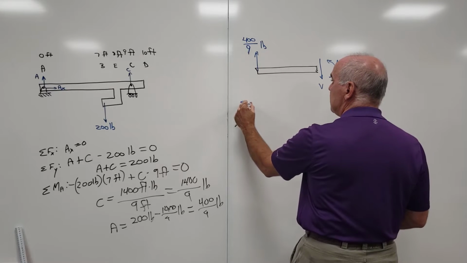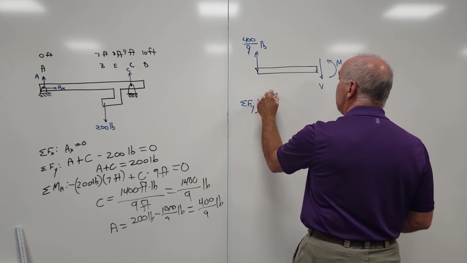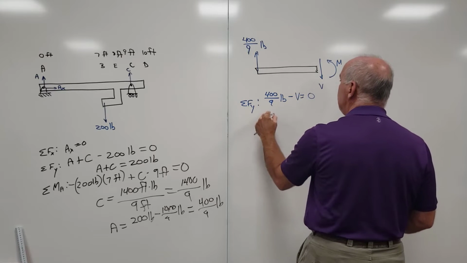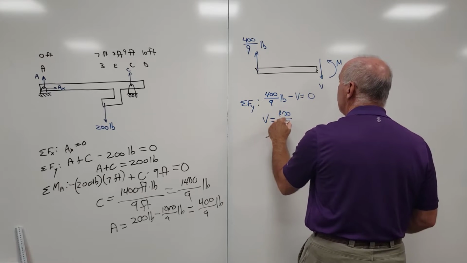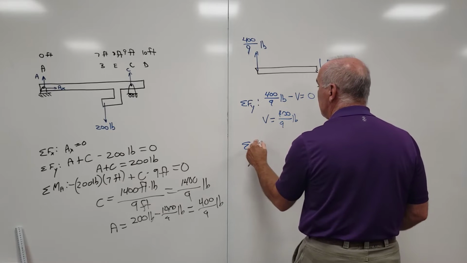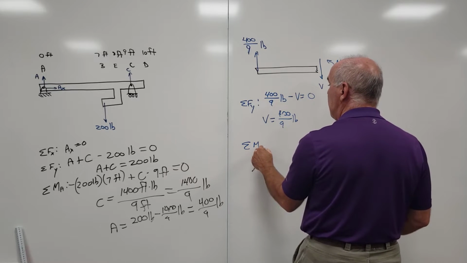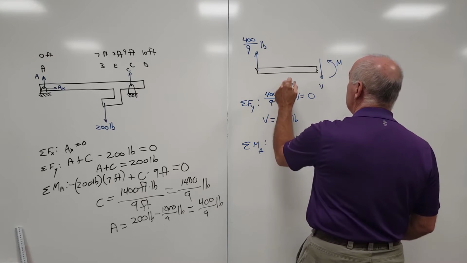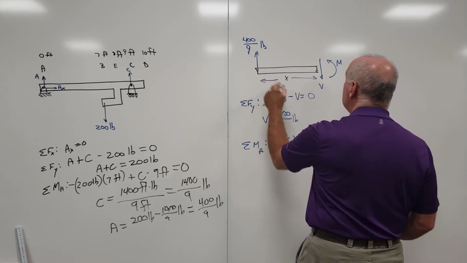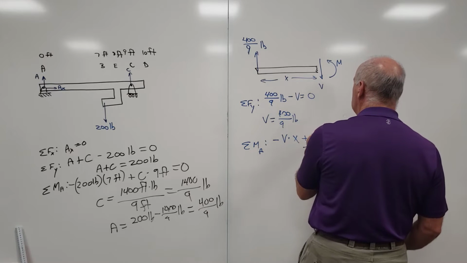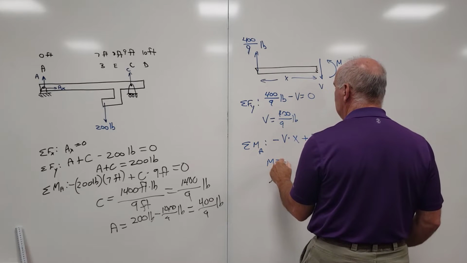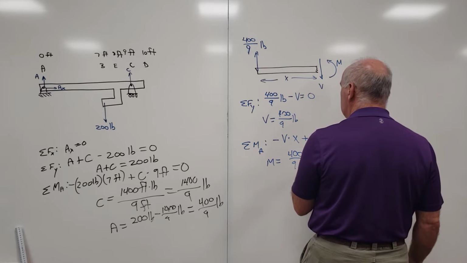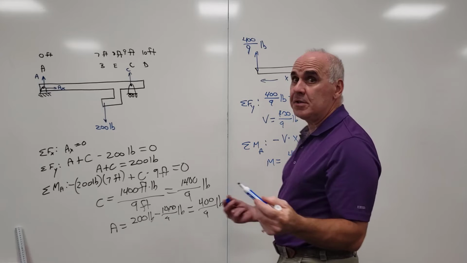And so when I look at the sum of the forces in the Y, I get 400 over 9 pounds minus V is equal to 0. So V is just equal to 400 over 9 pounds. And then the sum of the moments about A, I've got minus V times X, because this is some arbitrary distance X, plus M is equal to 0. So that's just pretty simple. M is equal to 400 over 9 pounds times X, whatever X turns out to be.